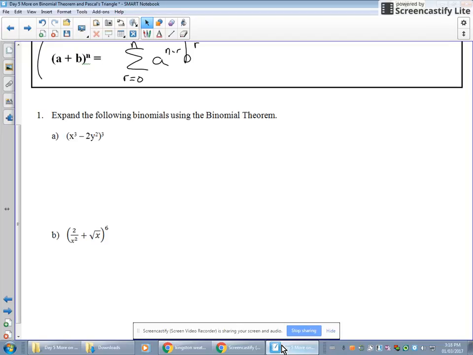All right, so here we're going to be expanding binomials using the binomial theorem. Key thing here is to recognize our terms. So in this case, the a term is x cubed, the b term is minus 2y squared. So if, for example, I were to choose, not the first term, but let's choose the second term here, that would be 3 choose 1.